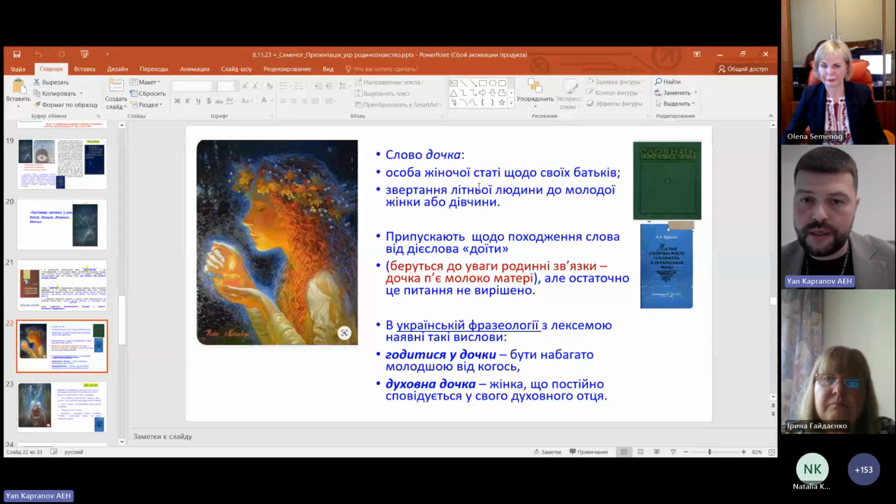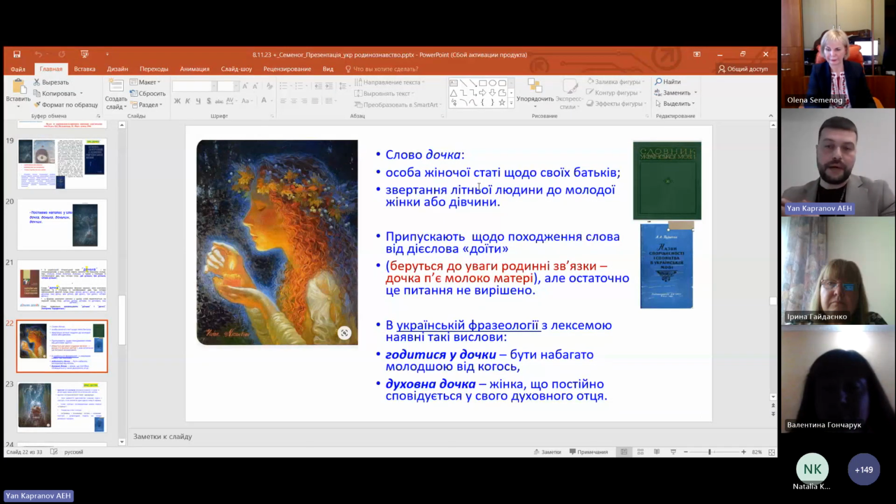Yes. Then in Ukrainian phraseology, we can see the following proverbs. Yes, to fit as a daughter means to be much younger than someone, and a spiritual daughter is a woman who constantly confesses to her spiritual father. So you see that with the same word, daughter, son, it doesn't matter, we can have a lot of derivatives, a lot of adjectives, and we can create, of course, the phraseological units. Yes, so this element can be observed in terms of the phraseology.